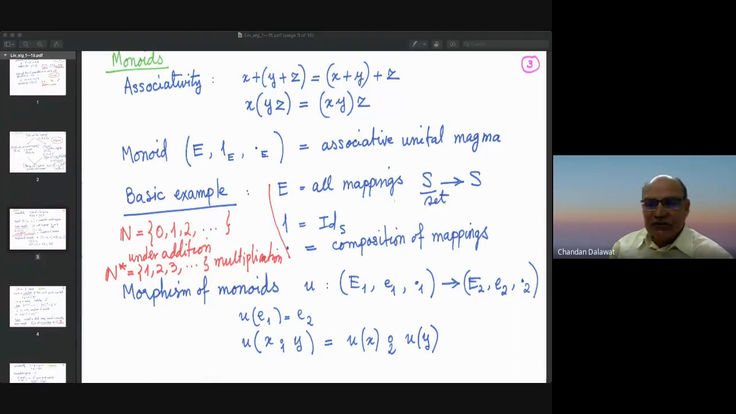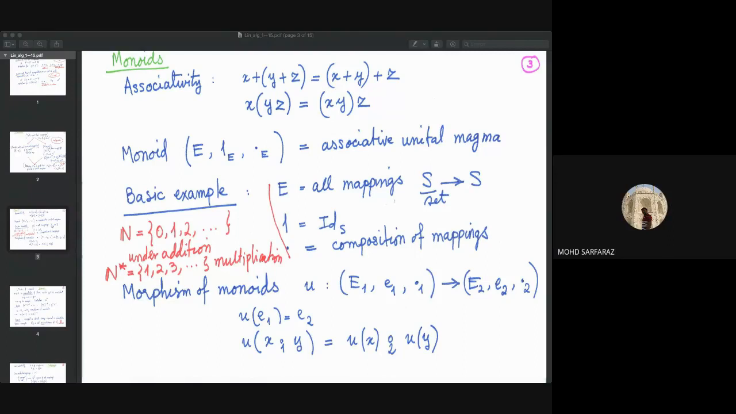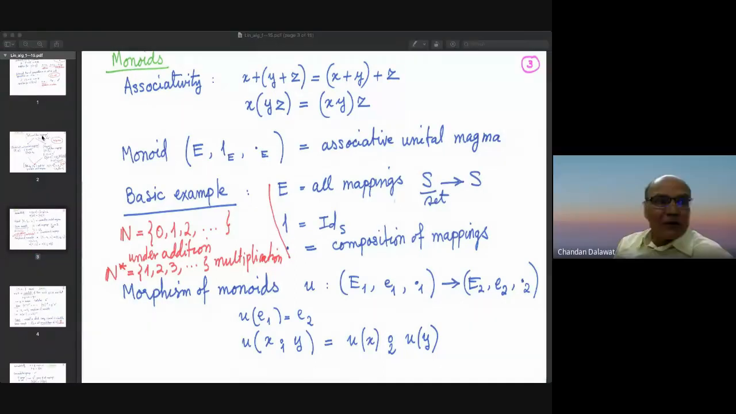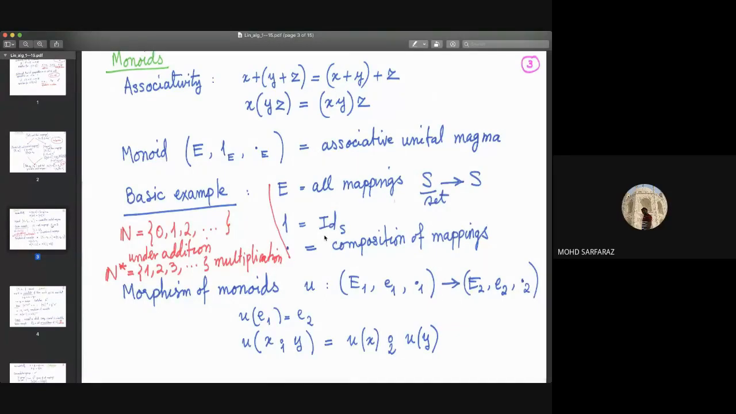Are there any questions? Can you all hear me? Yes, sir. I have a question, sir. Yes, tell me. Sir, is there a particular formula to compute the number of morphisms on different monoids? How do we compute the total number of morphisms from a particular monoid to another monoid? No, I didn't give any formula for computing the total number.